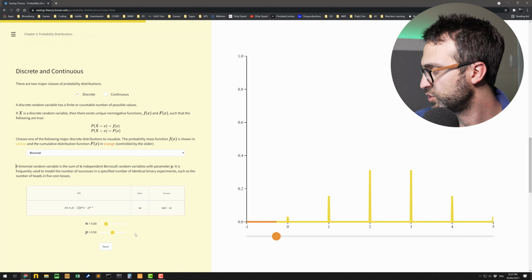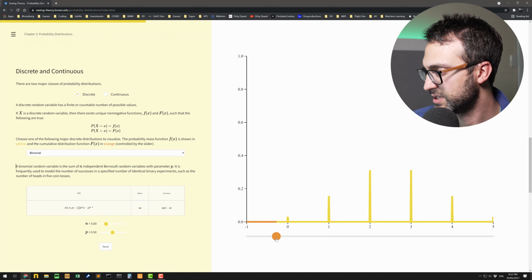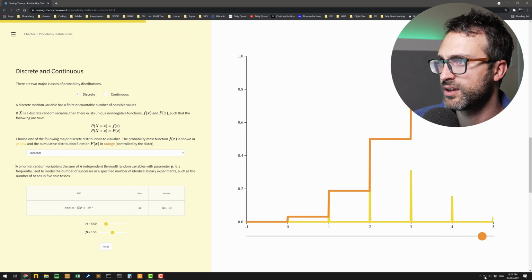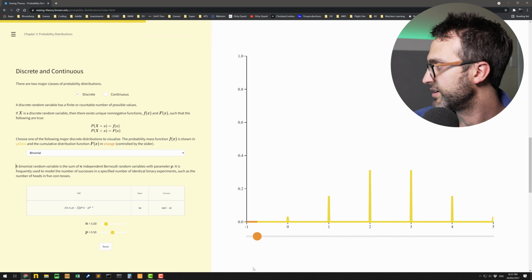All right, this binomial distribution has a mean and again a probability, and then you've got this cumulative distribution function up and up and up. All right, very, very straightforward.